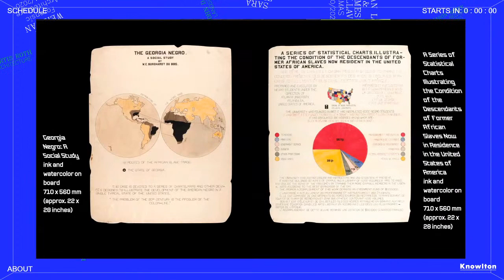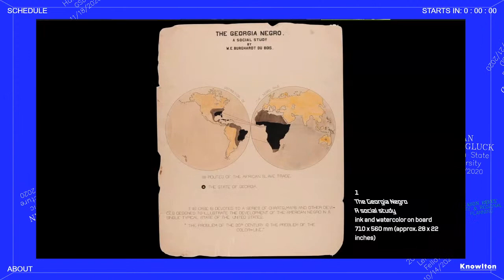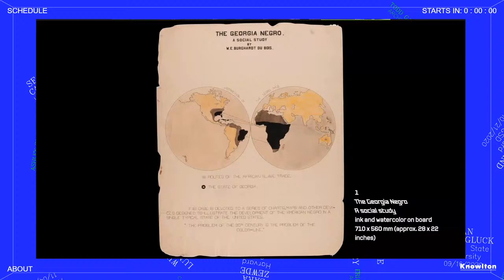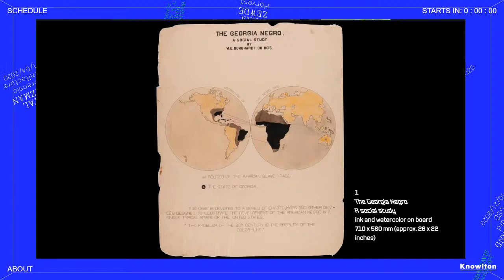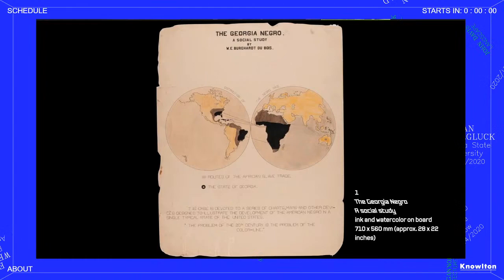Du Bois and his students rallied to make such a complex, rich documentation. And because Du Bois had done a few different studies already before producing this, his own dissertation at Harvard, which was about the transatlantic slave trade, and also a study of Black folks in Philadelphia called the Philadelphia Negro, he had experience with taking complex sets of data and putting them to a visual narrative.